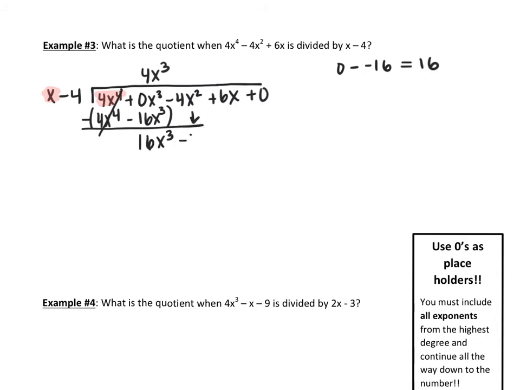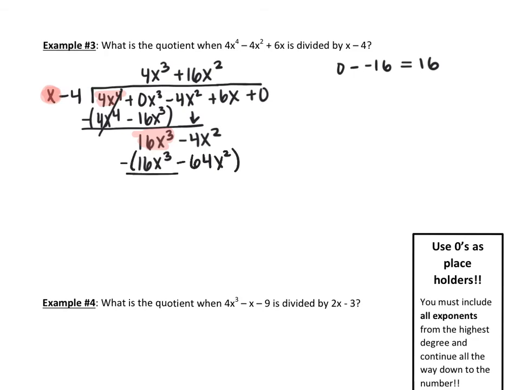Then we bring down my minus 4x squared. So now same as before. How many times does x go into 16x to the third? Or in other words, what do I have to multiply x by to give me 16x to the third? You should be saying 16x squared. And then we do our multiplication. 16x squared times x gives me 16x to the third. 16x squared times negative 4 gives me a negative 64x squared.